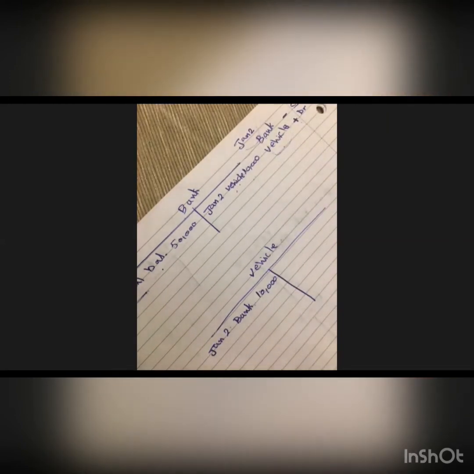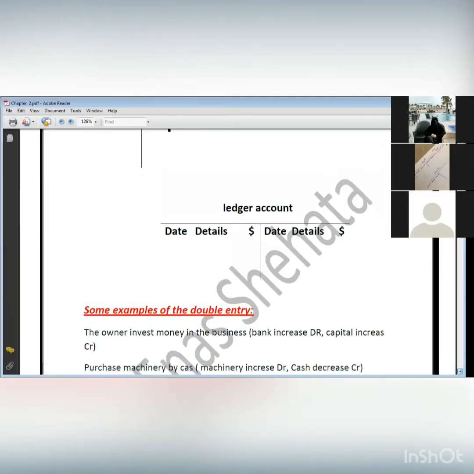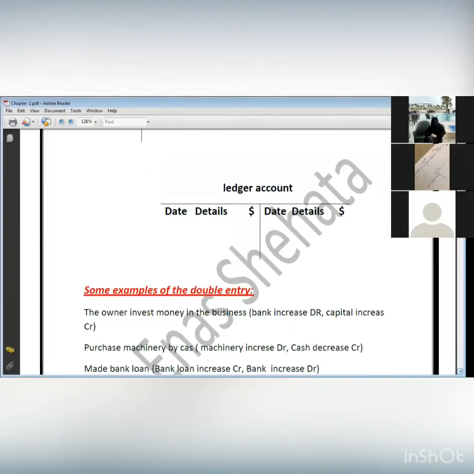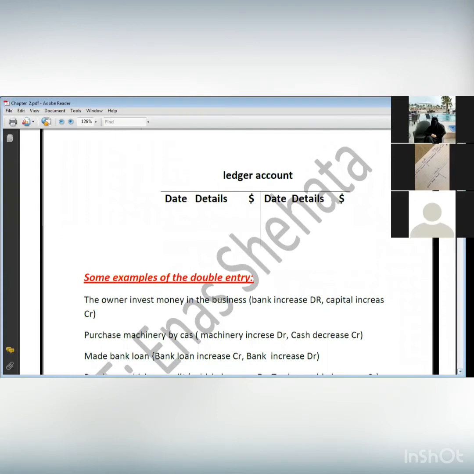Okay? Now, I think the point will be obvious to you. Let's take more examples and more details. In these examples, I will just say what will be debit and what will be credit.